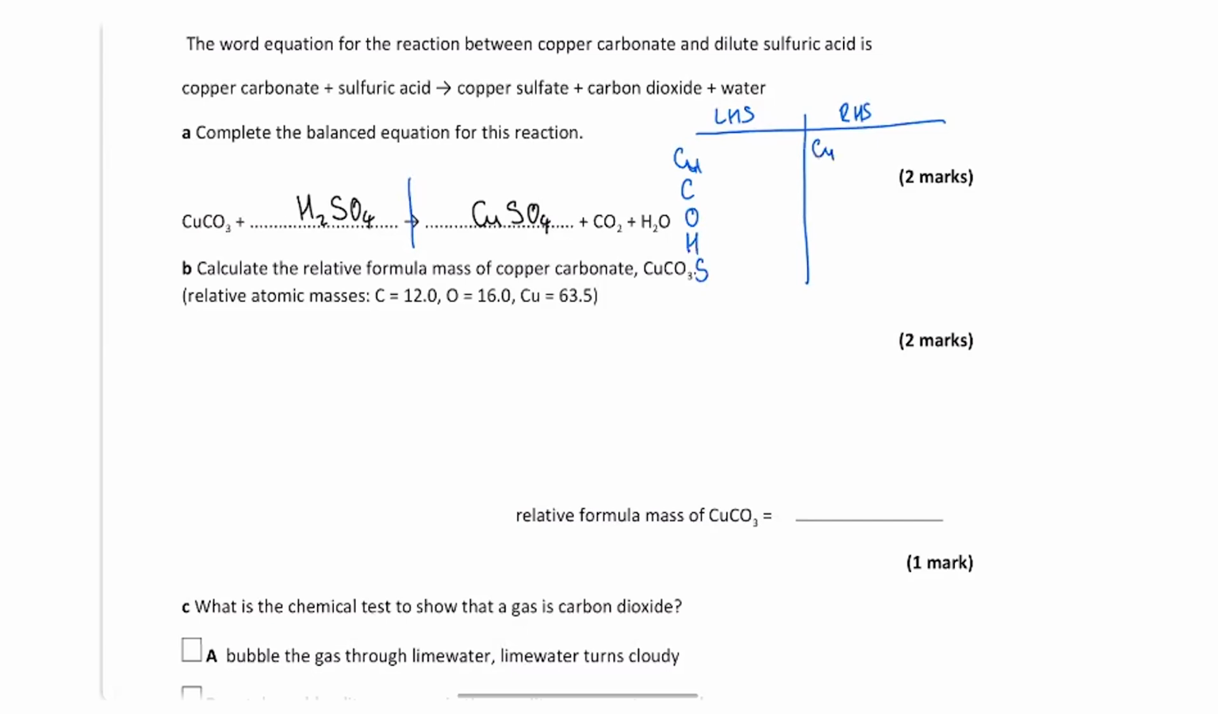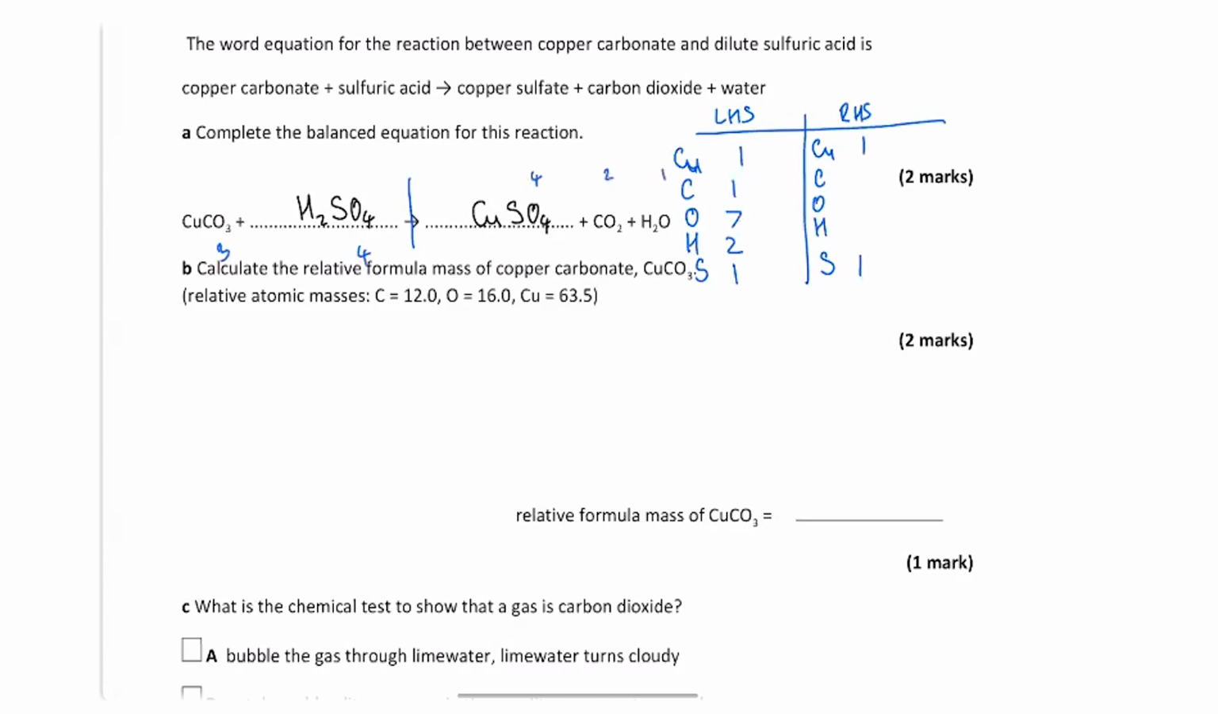Copper, carbon, oxygen, hydrogen, and sulfur. So on the left-hand side, I've got 1 copper, 1 carbon, 3 oxygens here, and 4 oxygens there. So I've got 7 oxygens, 2 hydrogens, and 1 sulfur. On the right-hand side now, I've got 1 copper, 1 sulfur, 4 oxygens there, 2 oxygens there, and 1 oxygen there.